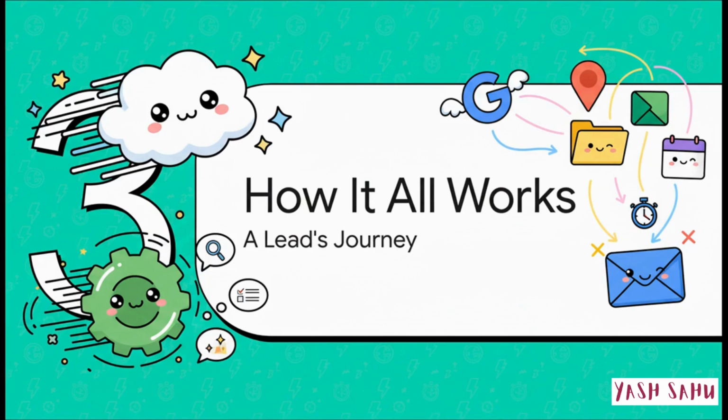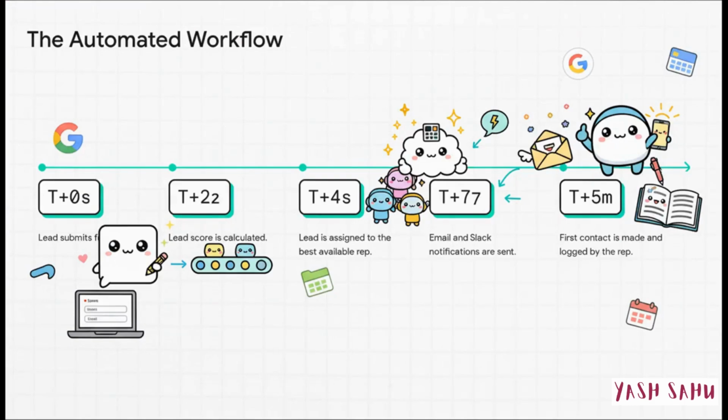What does a lead's journey actually look like inside this new automated world? Forget minutes and hours. We're talking about a process that happens in a matter of seconds. I mean, just look at this timeline. It's amazing. At time 0, a prospect hits submit on a Google form. Literally 2 seconds later, an app script trigger fires and automatically calculates that lead score. 2 seconds after that, the script has already assigned it to the best available rep. And by the 7-second mark, that rep's phone is buzzing with a Slack notification with all the details.